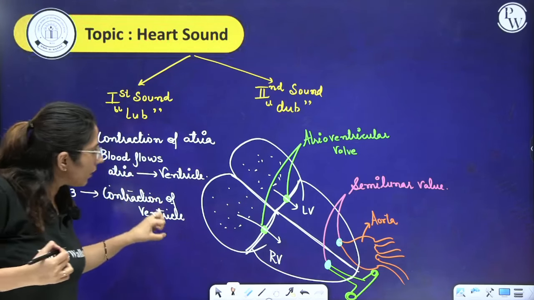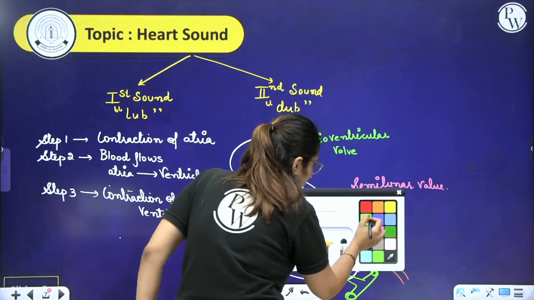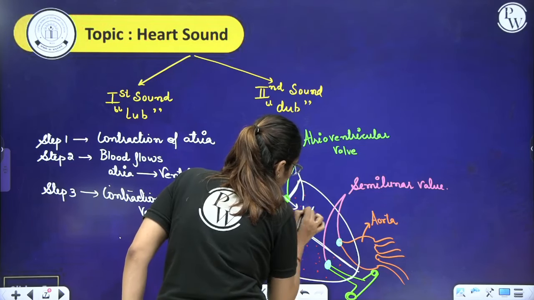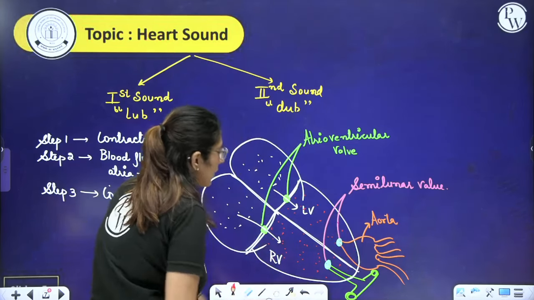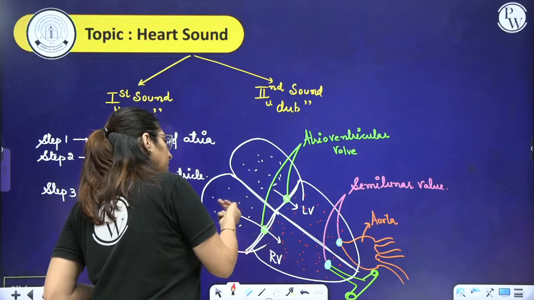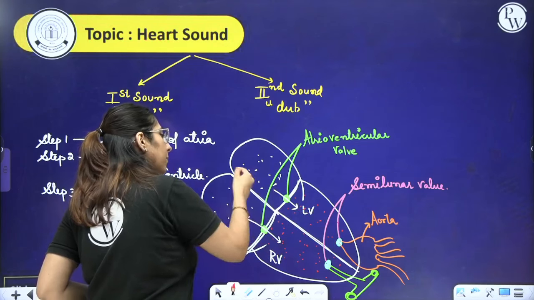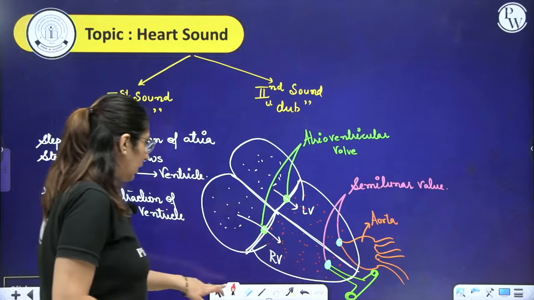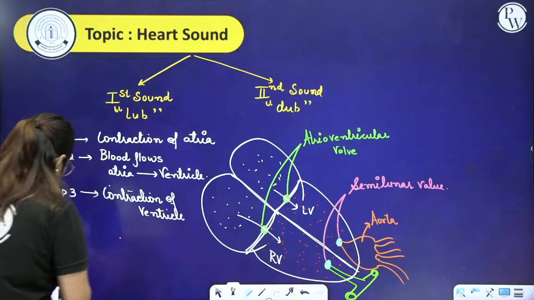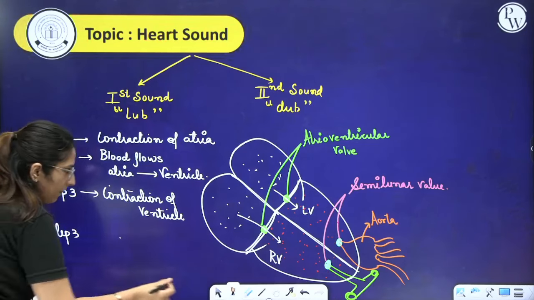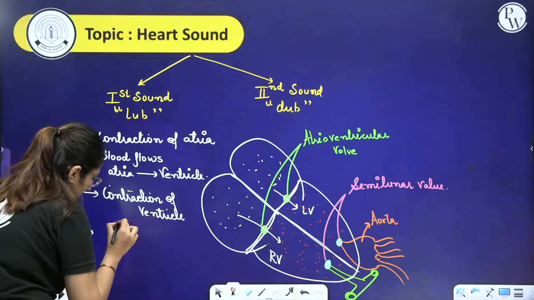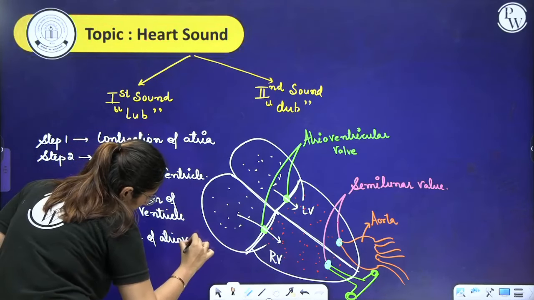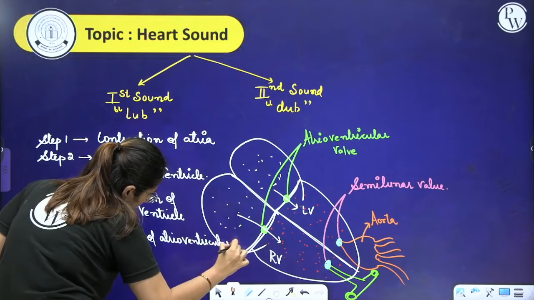Contraction of ventricle. Now we are having blood filled over here. Now what will happen? They will contract. And if they contract, the chances are that the blood can go back to the atria. Yes, this is possible. At this particular time, what will happen? There will be closure of the atrioventricular valve. What is the step number? Sorry, step number four. There will be closure of atrioventricular valve.